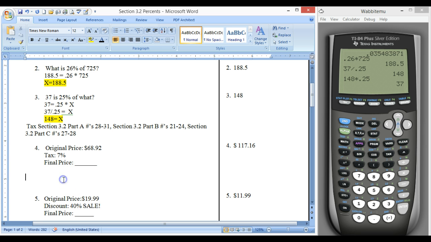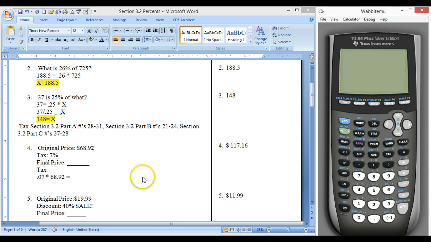So we translate this one again very similar to the first three examples because the tax is 7% of the price tag. Of meaning multiply. So I'm going to change my 7% to a decimal. 7% of times the original price, $68.92. Now this will give me how much money I'm being charged on tax. So I'm going to put that here. This is what we need to pay for sales tax.